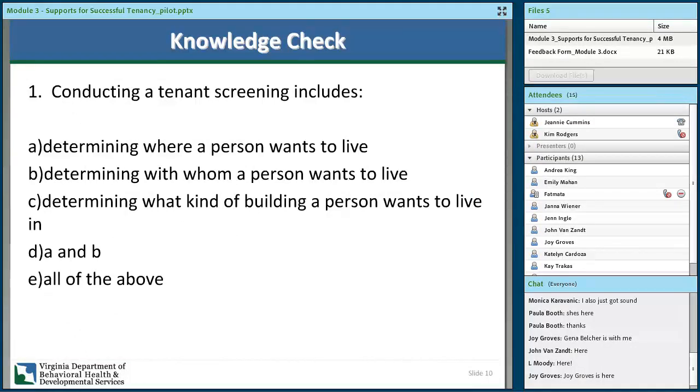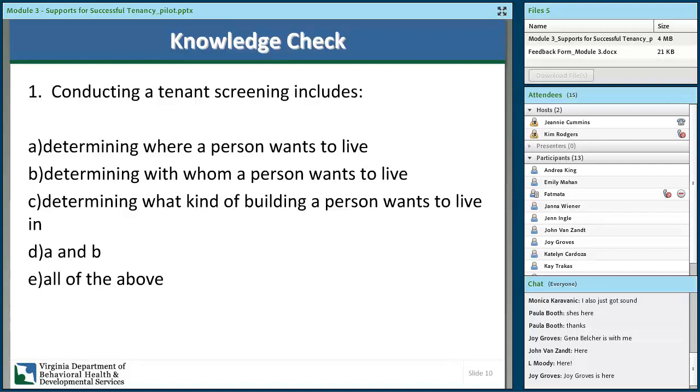Now, let's review the key concepts related to conducting a tenancy screening. I'll read the question. We'll have a poll come up live, and we'll ask you to click on the circle next to your answer choice and then hit the button to submit your response.